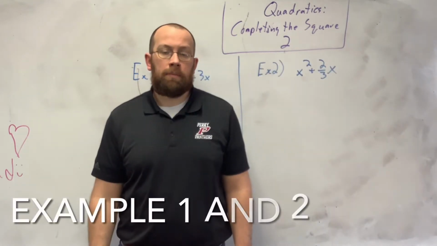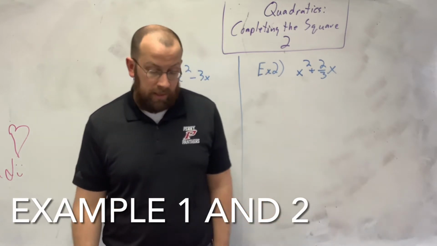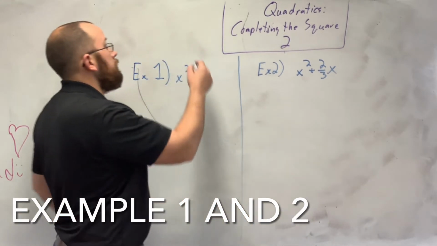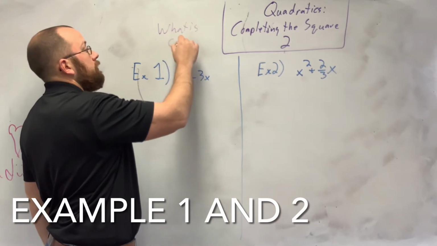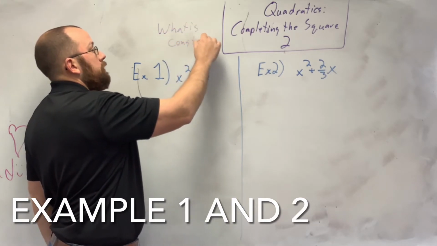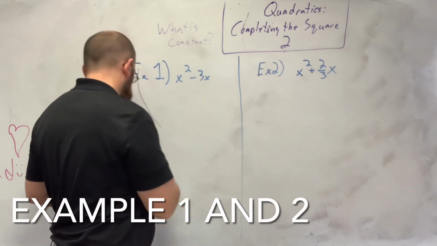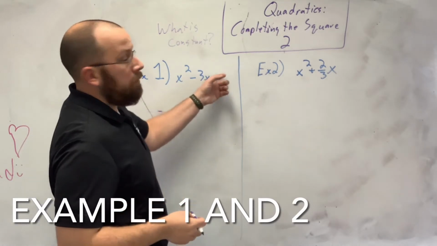Alright, you already know how to complete the square. It was in a previous lesson, but I'm going to go over it again, and this time a little bit differently. So for these two, all I want to know is what is the constant that you're going to add? By constant, I mean what's this back number we're going to add on here?